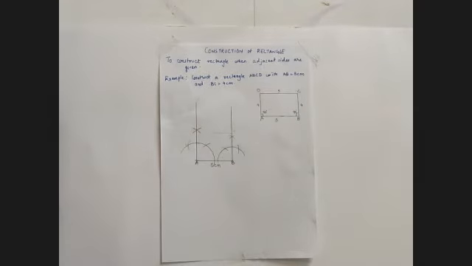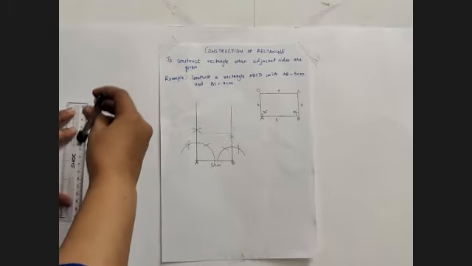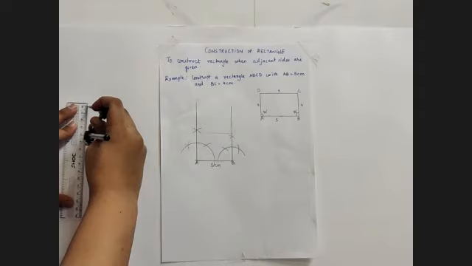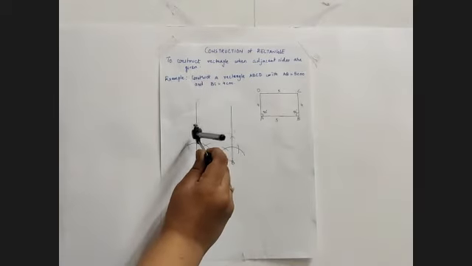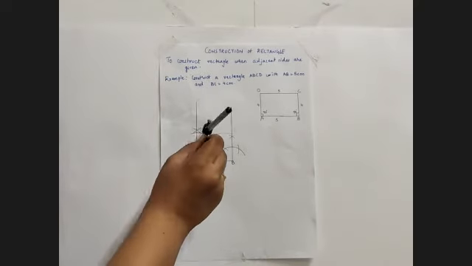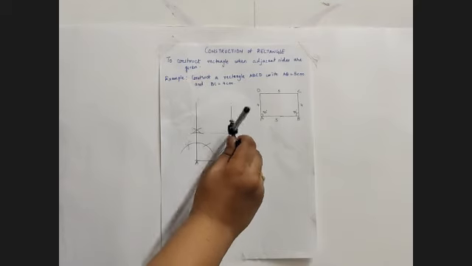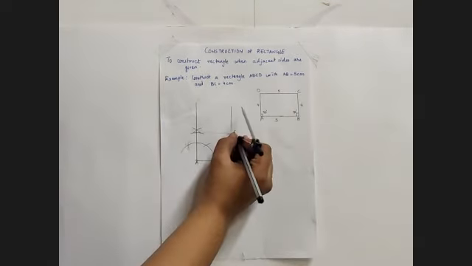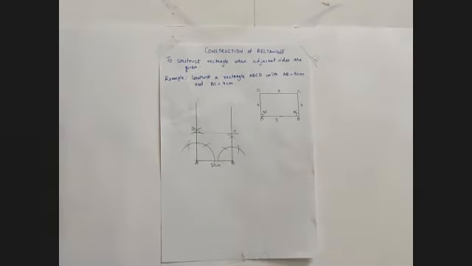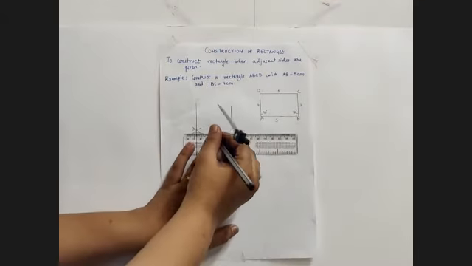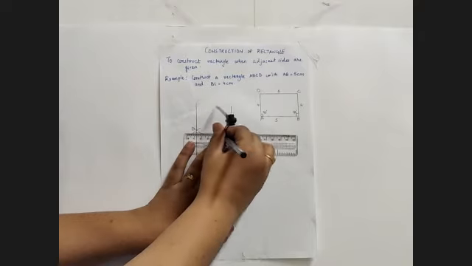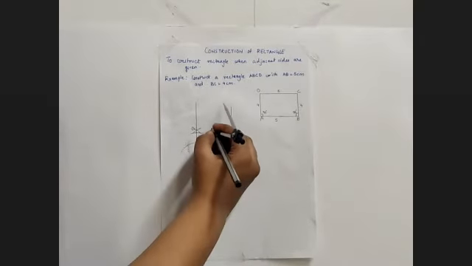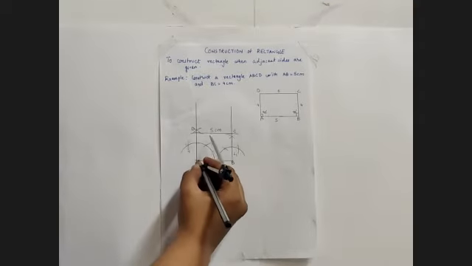Now we know that AD is 4 centimeter. So let us measure 4 centimeter. With A center and 4 centimeter as the radius, we will cut this arc. Similarly over here also we will cut this arc. So we will have our two vertices C and D, and now we will join this. So this is our required rectangle ABCD.